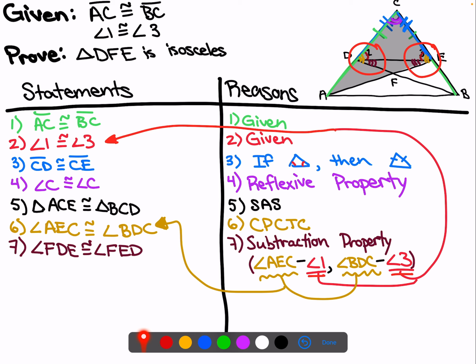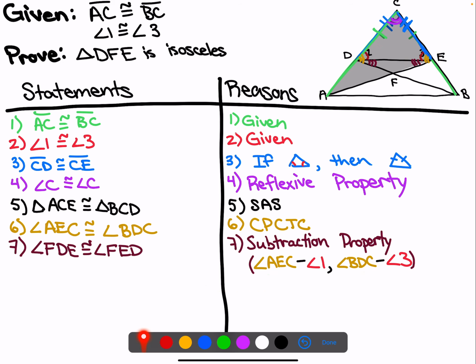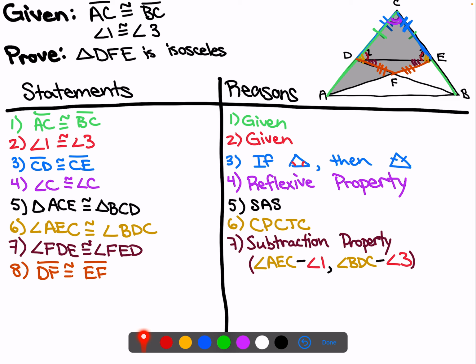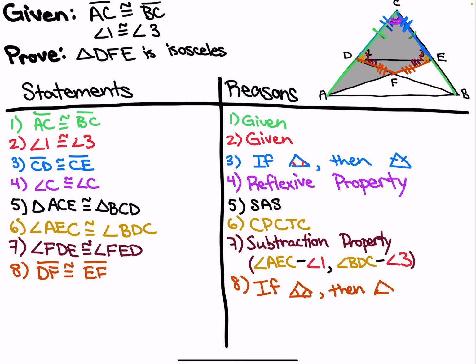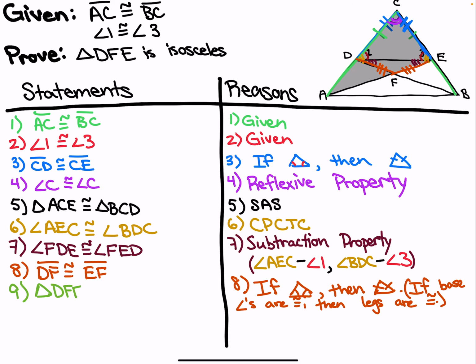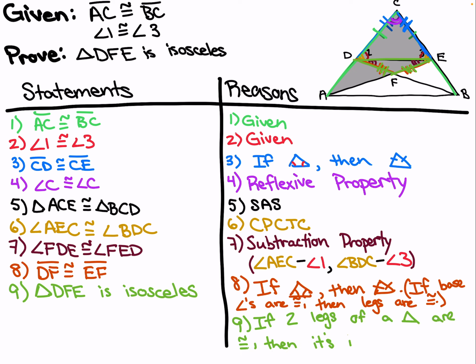Now, from here, that will leave us with these two angles, angle FDE and angle FED. And they're congruent. Well, those are our base angles. So if the base angles are congruent, then I can say that segment DF is congruent to segment FE, because if base angles are congruent, then legs are congruent. Lastly, if two legs of a triangle are congruent, then we say that triangle is isosceles. So triangle DFE is isosceles, because if two legs of a triangle are congruent, then it is isosceles. And with that, this proof is now finished.